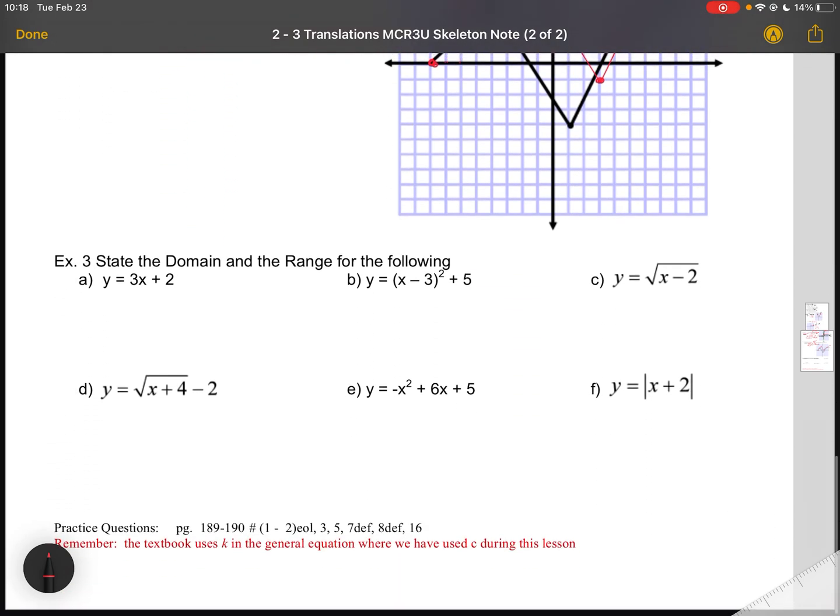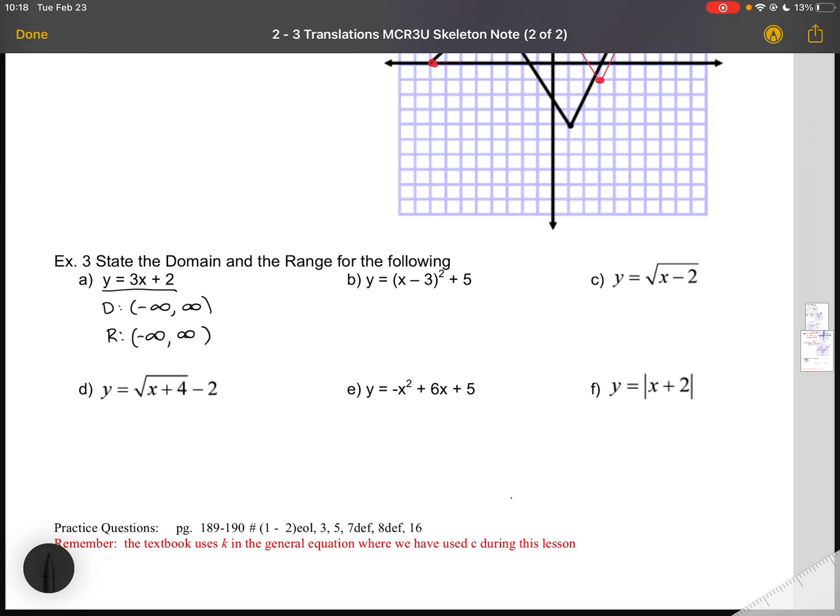The last thing that we're going to do is state the domain and range for the following without graphing. So you should be comfortable doing this without graphing. It will save you some time in making predictions later on. So for my line, y equals 3x plus 2, it doesn't matter the equation of the line, my domain and my range are always the same, all possible real values.